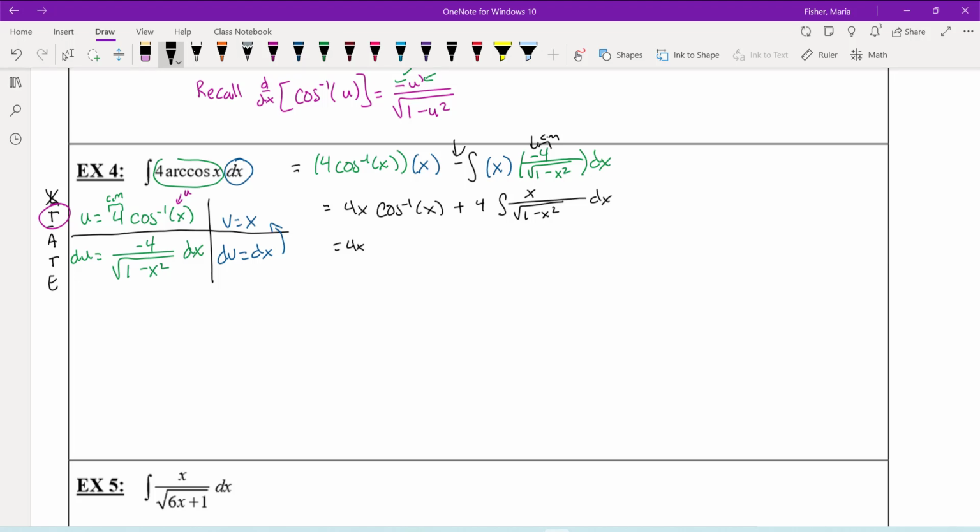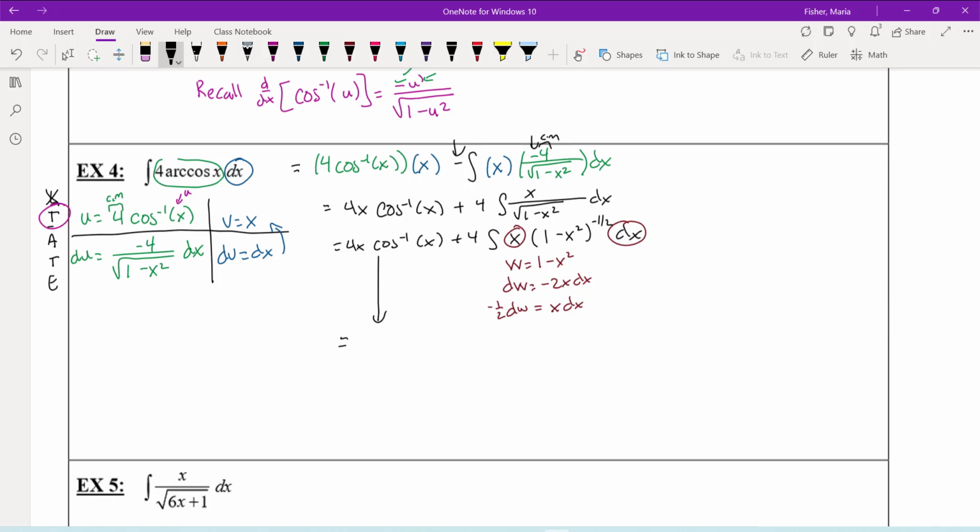First, rewrite it with a rational exponent and get it out of the denominator. This becomes x times 1 minus x squared to the negative 1/2 dx. Then, if w is equal to what's being raised to a power, my 1 minus x squared, the derivative dw would equal negative 2x dx. Well, I don't have a negative 2x dx. All I have is an x dx, so I divide by 2, and negative 1/2 dw is equal to x dx.